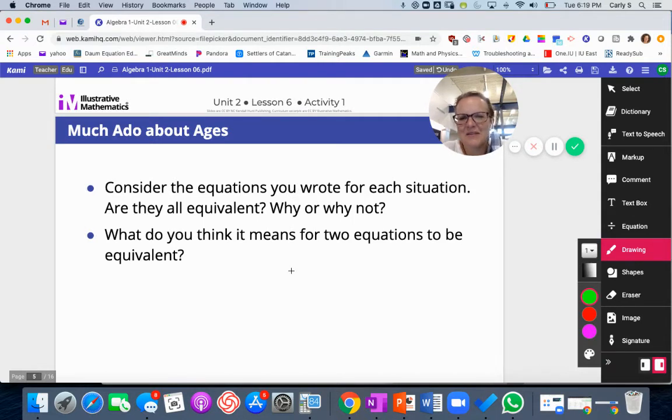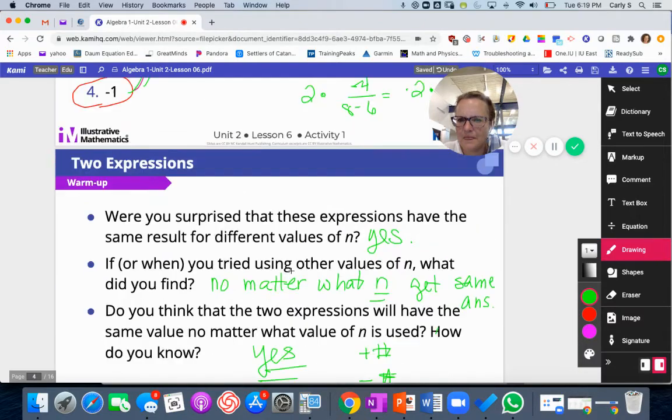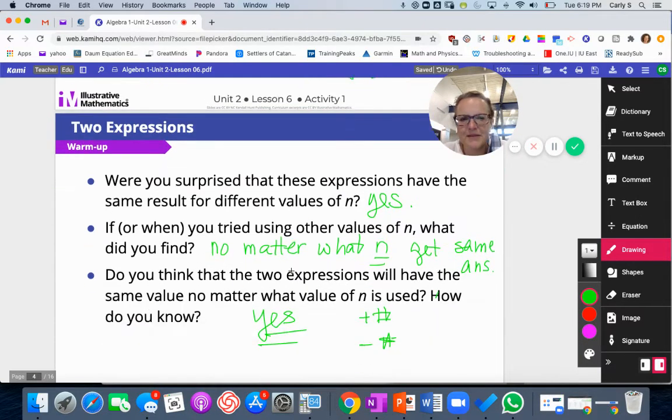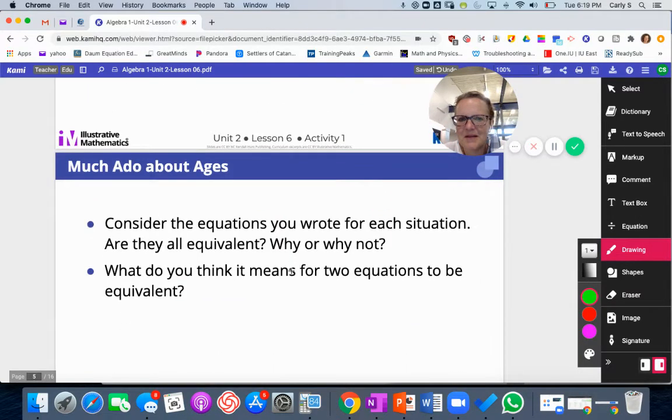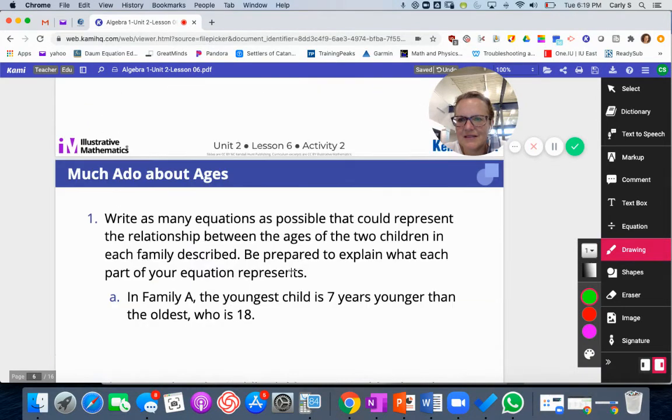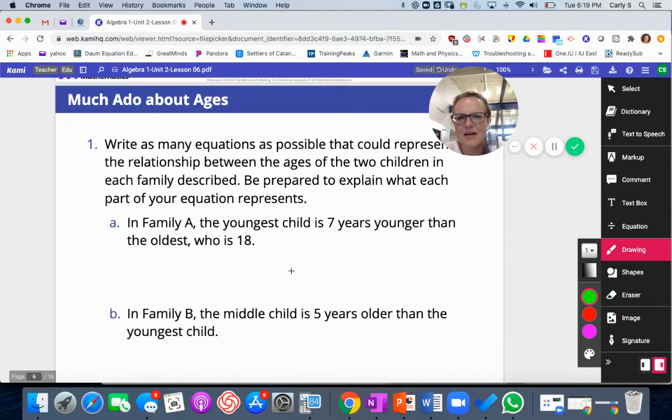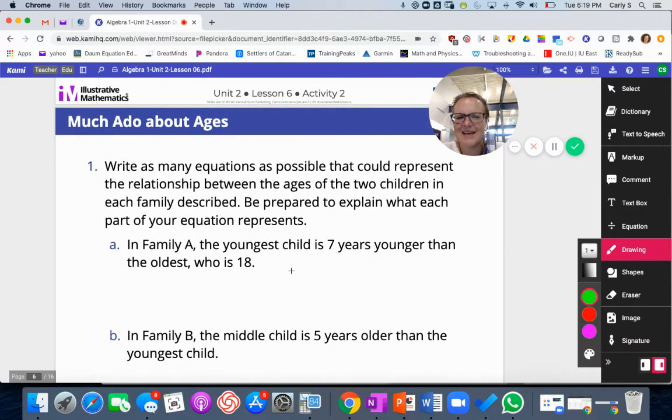All right, consider the equations you wrote for each situation. Were they all equivalent? Why or why not? There's something missing there. Hold on. That's activity 1. Okay, those got out of order, so don't worry about that slide.